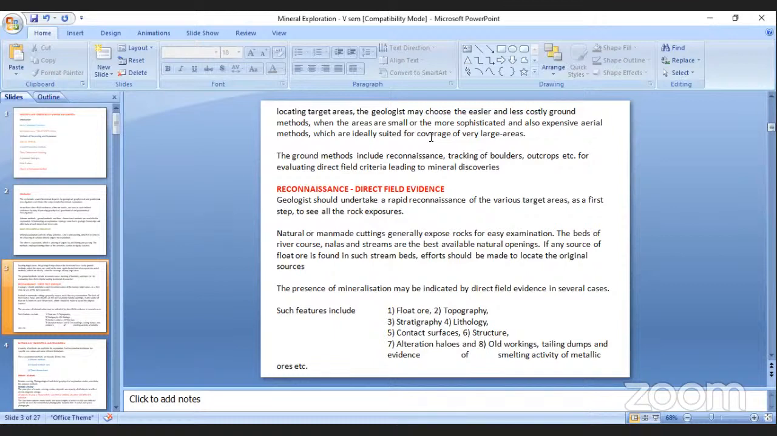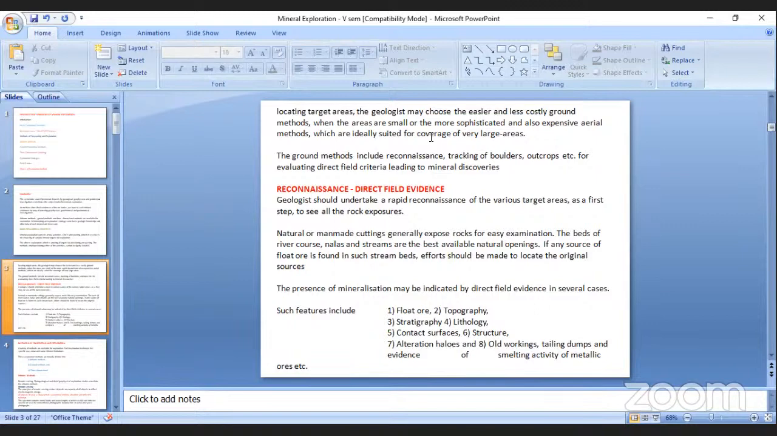And I told you in the last class also the types of scales. There are three types of scales. One is a small scale, second one is a medium scale, and third one is a large scale.